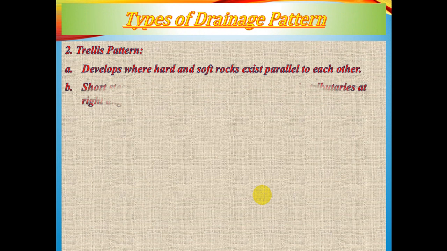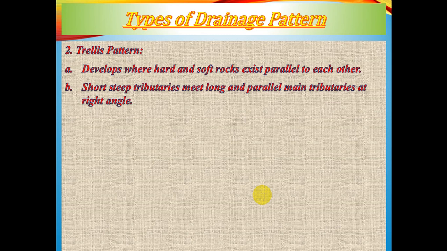Now the next drainage pattern is the trellis drainage pattern. Basically we can see it in the plateau or the central highland areas where hard and soft rocks exist parallel to each other. Now, if there is a hard rock, the rivers will be unable to join. But if there is a soft rock, then rivers will erode that part and will be able to join with the main stream. So it develops where hard and soft rocks exist parallelly.